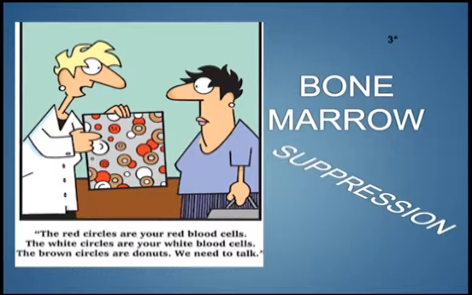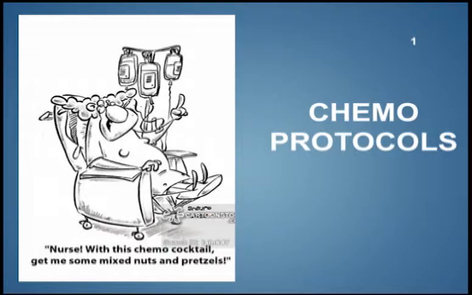And this doctor is explaining to this patient, the red circles are your red blood cells. The white circles are your white blood cells. The brown circles are donuts. We need to talk. So bone marrow suppression, down. So your counts are going to drop. You're going to lose your hair. You might be nauseated. You might get mouth sores. You might get diarrhea. And your blood counts are probably going to drop.